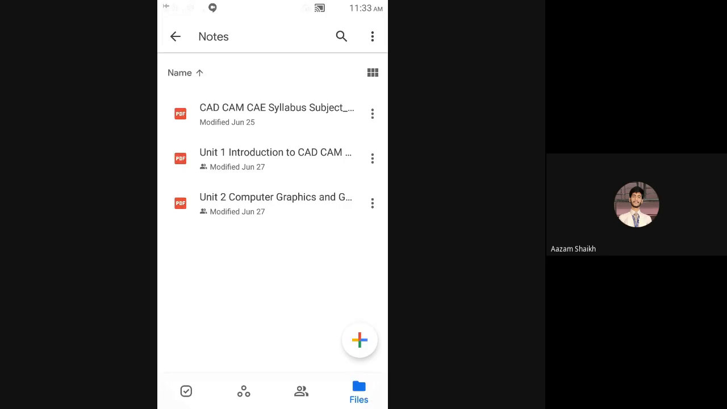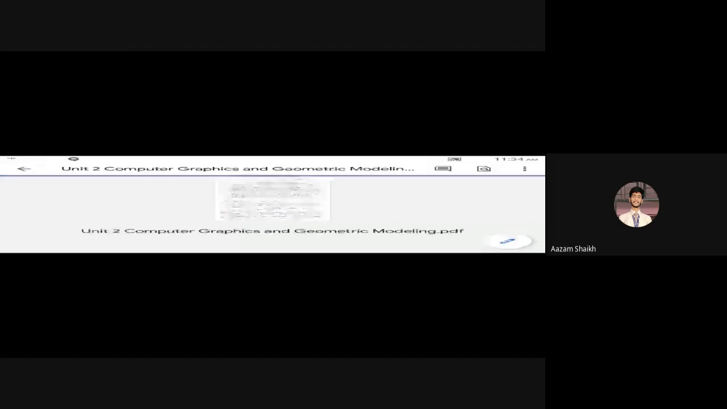Friends, if possible, you may print out the notes. Okay, because soft copy notes are quite difficult for the study. If you are able to print them out, do so by considering all the government rules and regulations of COVID-19.